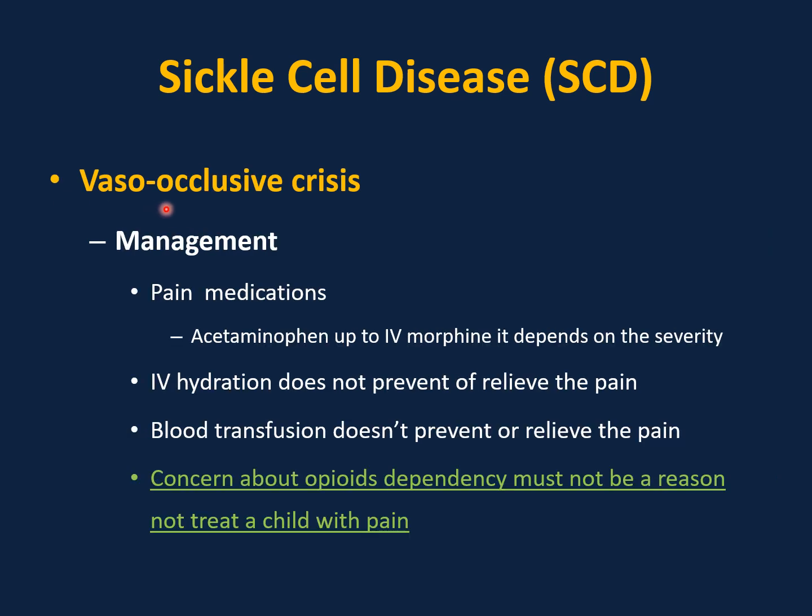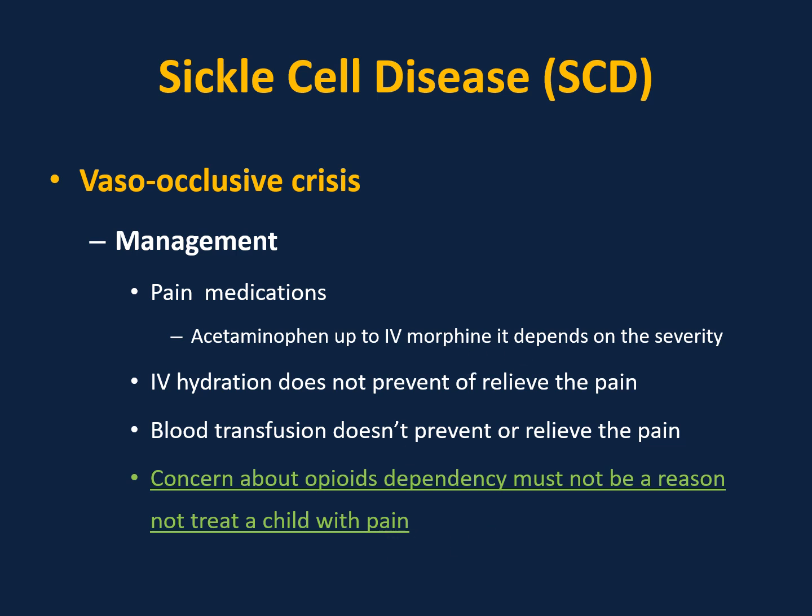Management of vaso-occlusive crisis is pain medicine, starting from acetaminophen up to IV morphine depending on the severity of the pain. IV hydration and transfusion do not prevent or relieve the pain. Concern about opioid dependency must not be a reason not to treat a child with pain, but you need to be familiar with the side effects of opioids, for example constipation and respiratory depression.